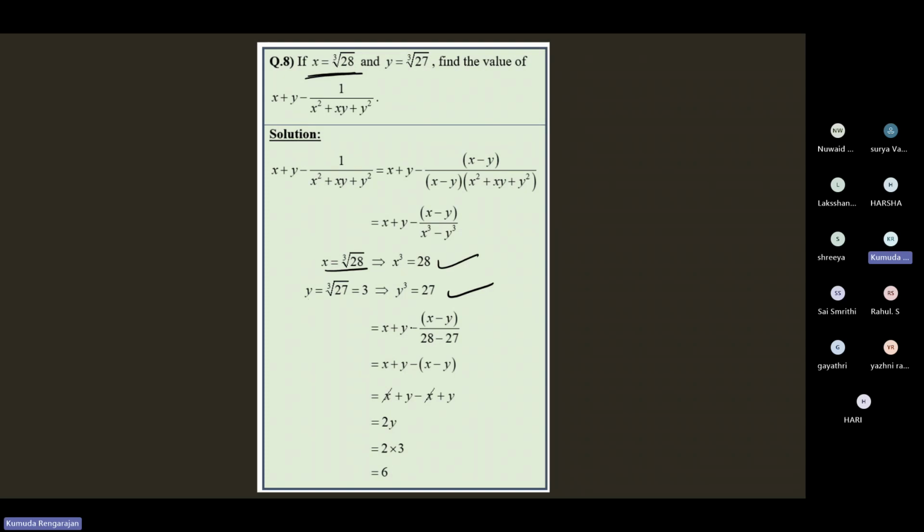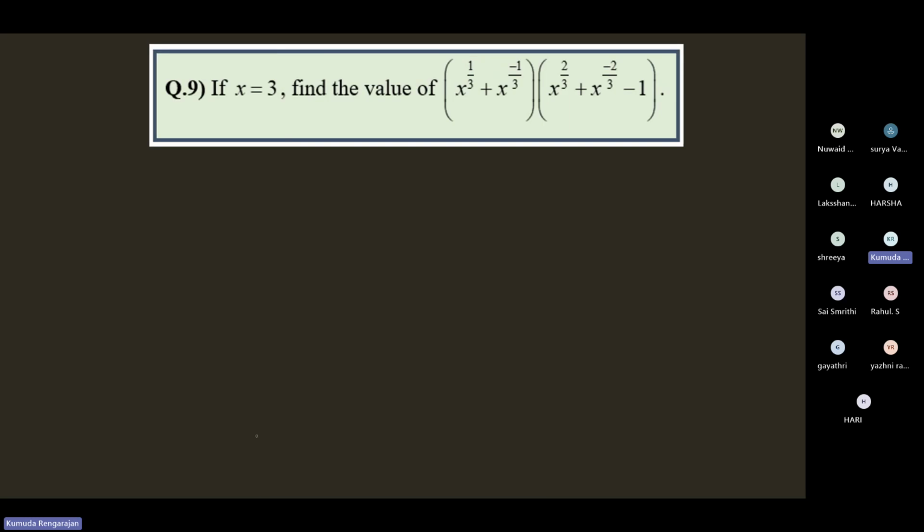Now use those values. Be very careful here. There's a minus and there is x minus y after it. So put it in a bracket. After the minus sign, if there is more than one term, you must put them in a bracket, because that minus sign will be applicable to all the terms. So it will be minus x plus y. That cancels. y plus y is 2y. And 2 into 3, because y is 3, is 6. That's about this answer.